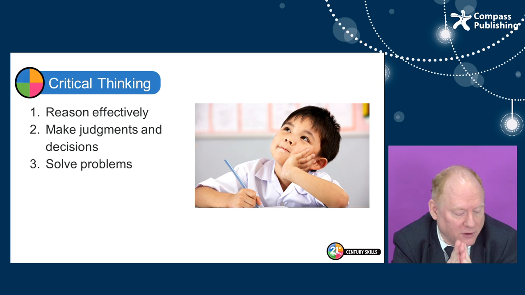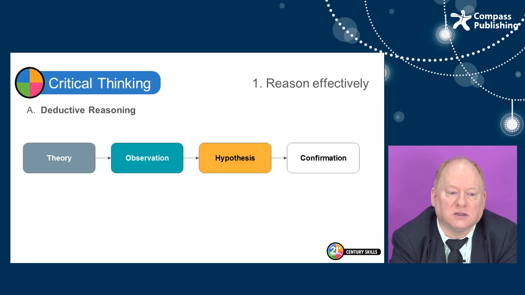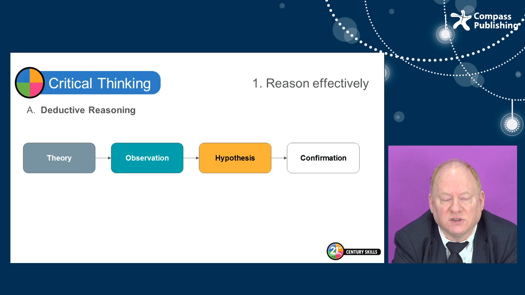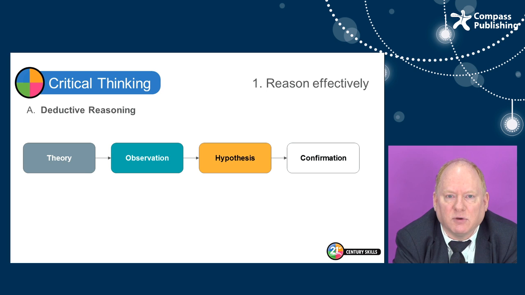Because there are different structures for how we go through ideas and interact with those ideas. The first structure is called deductive reasoning. That'll start with the basic theory that you have, move to observation where we see other people doing things. We connect, we make a hypothesis about that theory and how it connects to that person, and we try to confirm that it's true. Confirm is sort of look and see and check.